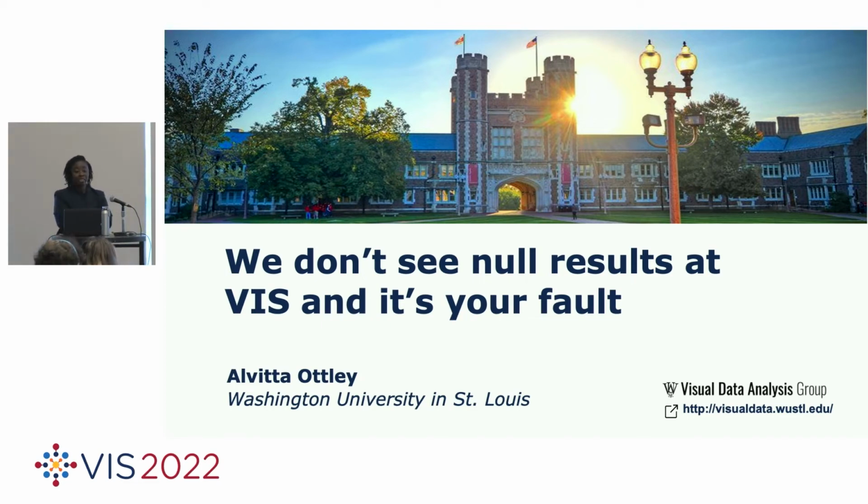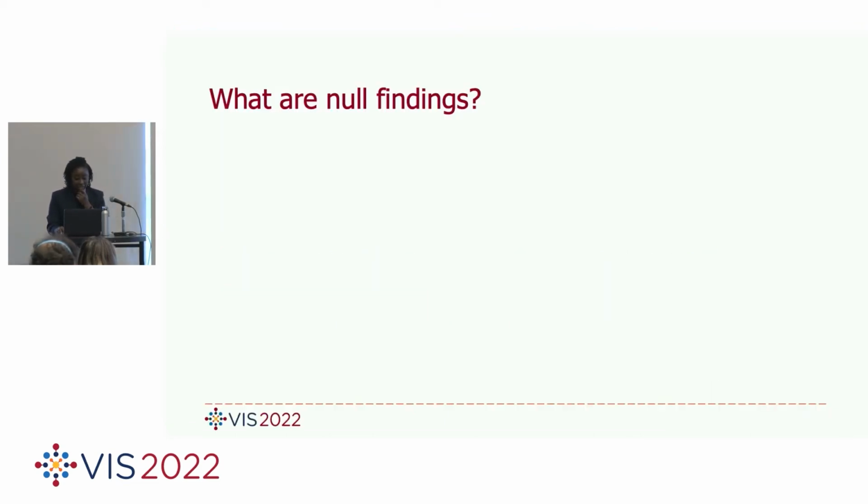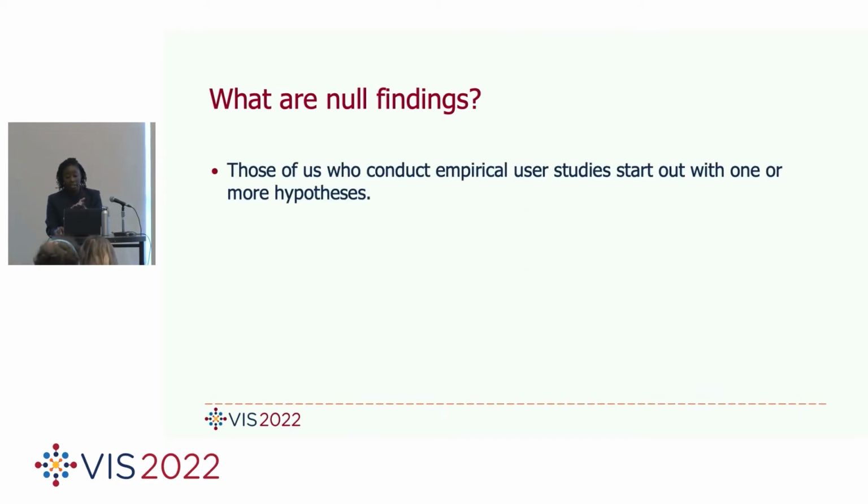Hi, okay, so I'm going to be talking about why we don't see null results at VIS, and why I think it's your fault in lots of different contexts. So what are null results?